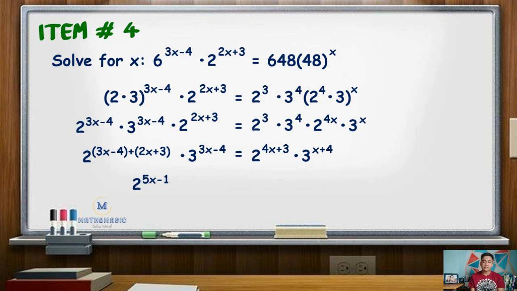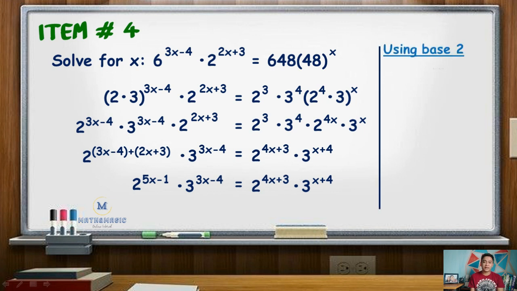Since the bases are the same, you may now choose whether you will equate the exponents of 2 or 3. Both will yield to the same value for x. If we are going to take 2, that would be 5x minus 1 will be equal to 4x plus 3.